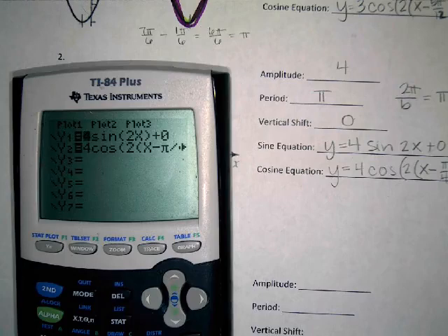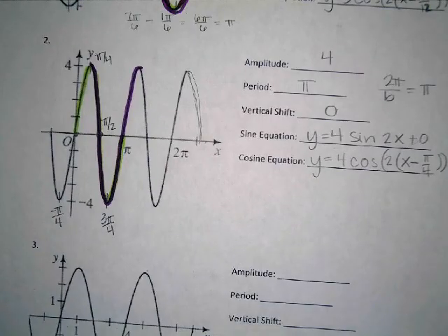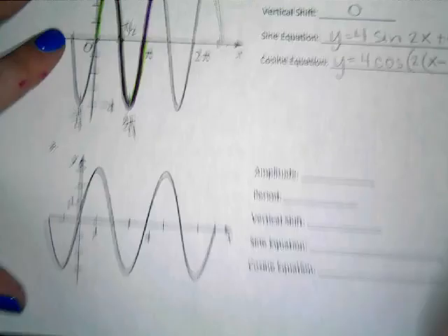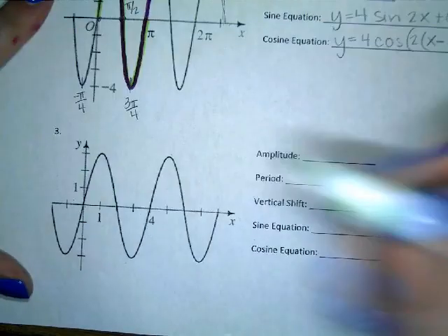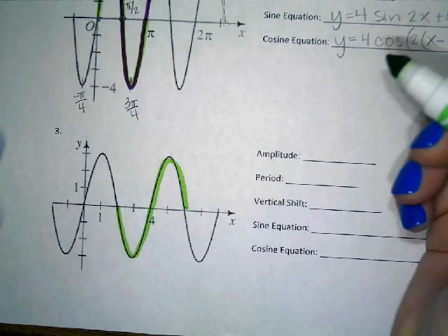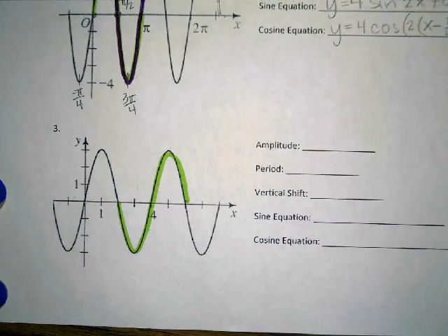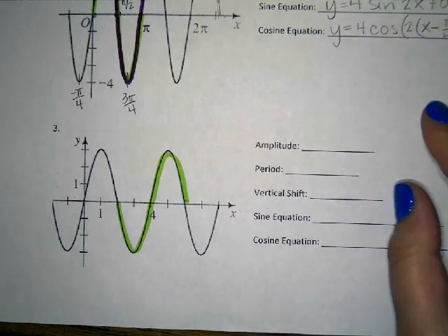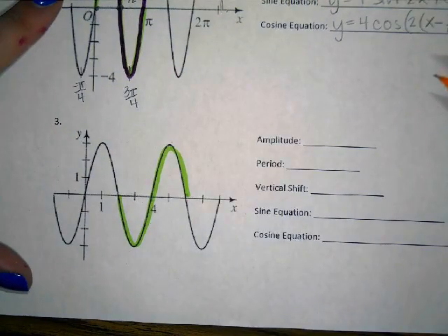Sine first or cosine first? Sine first, okay. All right, I'm going to make things difficult. I'm going to start right here. So, can you guys tell what the amplitude is? 3? 1, 2, 3. Yeah, 3.